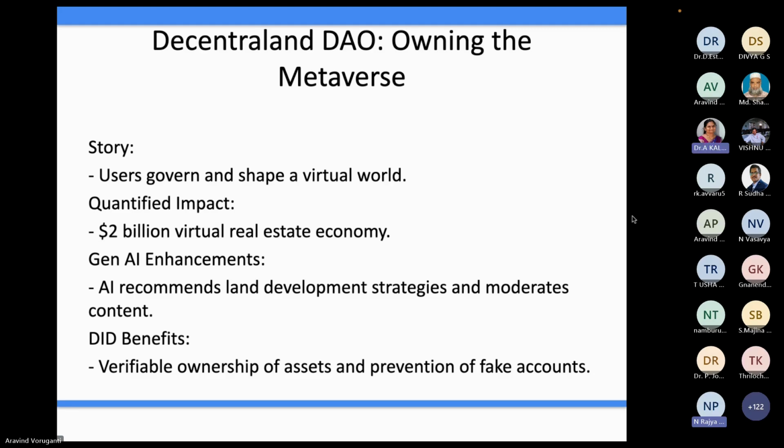So now what can Gen AI do here? Gen AI can recommend land development strategies and moderate the content happening in the metaverse. Say I want to buy a land parcel, let's assume. An AI agent can recommend, hey, this is one area where whatever activity you want to do can be defined, can be recommended. And of course, DID provides verifiable ownership of assets, and prevention of fake accounts is also something which can be executed.